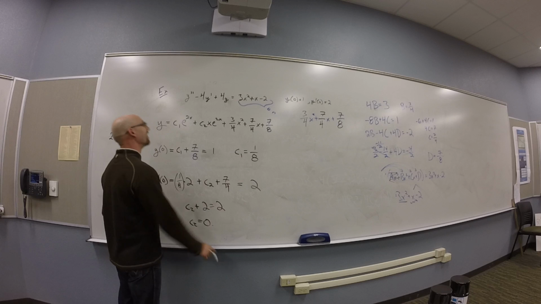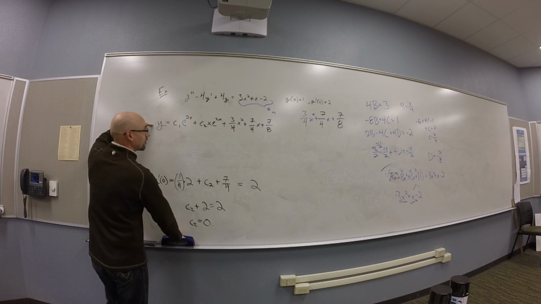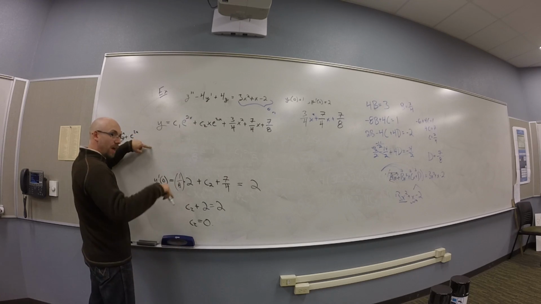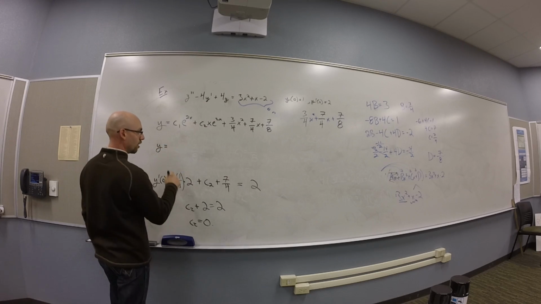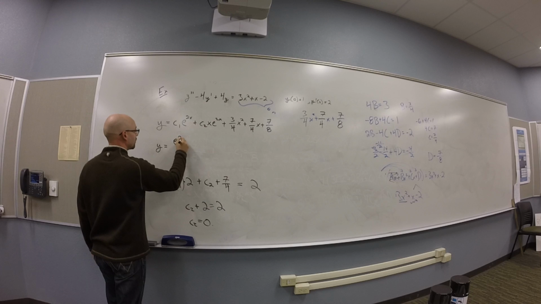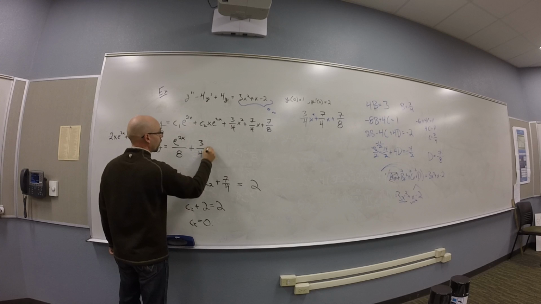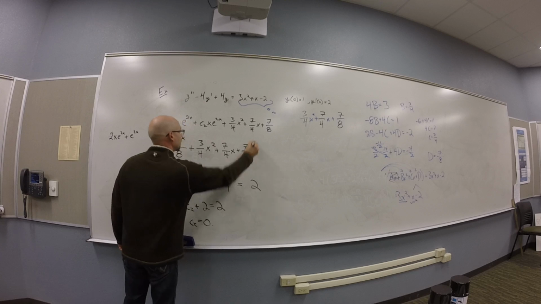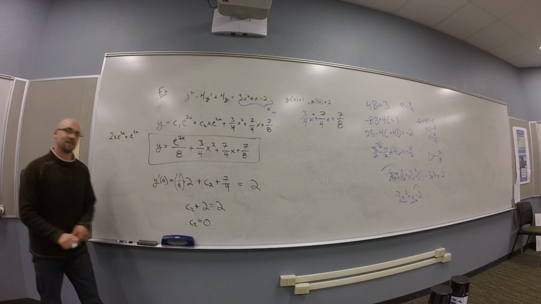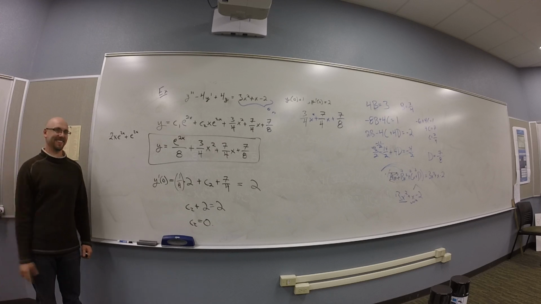Yes, we have to go back and change y again. This was the general solution, and the solution to the initial value problem is y equals e to the 2x over 8 plus 3 over 4 x squared plus 7 over 4 x plus 7 over 8, right? Yeah, that was totally easy.